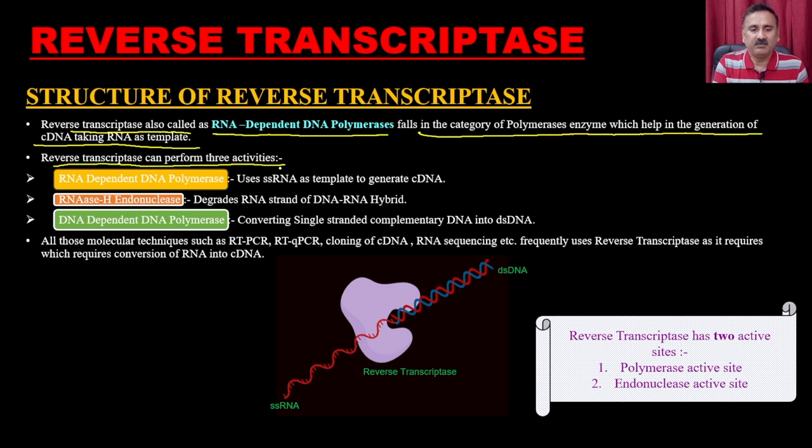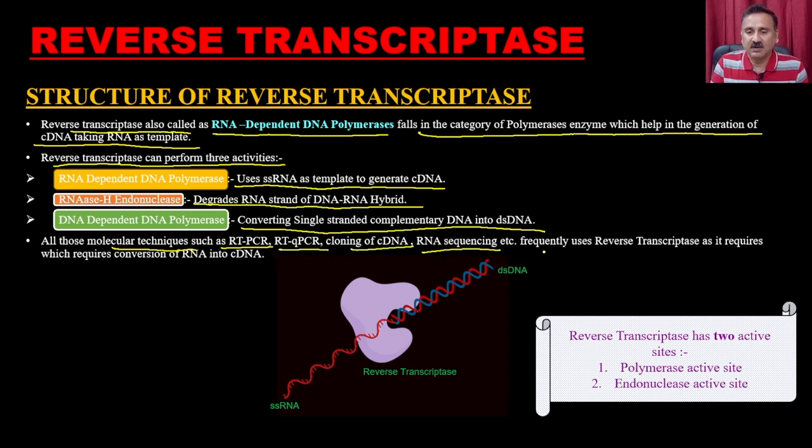Reverse transcriptase can perform three activities. It can perform the RNA dependent DNA polymerase activity, which uses the single stranded RNA as a template to generate the cDNA. It can do the RNase H endonuclease activity, so it can degrade the RNA strand of DNA RNA hybrids. And it can do the DNA dependent DNA polymerase activity, converting the single stranded DNA into a double stranded DNA. All these molecular techniques such as real time PCR, RT-qPCR, cloning of cDNA and RNA sequencing frequently use the reverse transcriptase, as they require conversion of RNA into DNA.